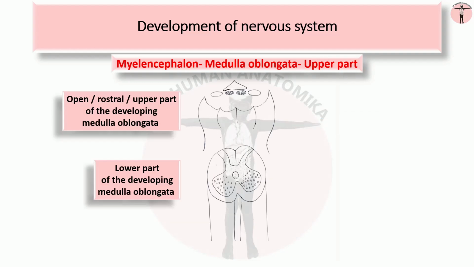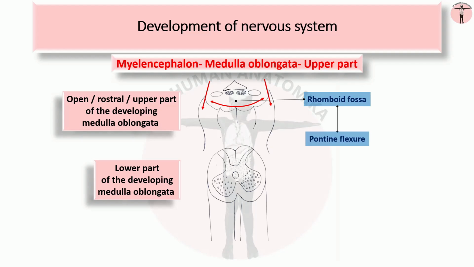The open part, or rostral part, or upper part of the medulla extends from the obex to the stria medullaris of the rhomboid fossa. The lateral walls of the rostral medulla open like a book and form the rhomboid fossa. That is the floor of the fourth ventricle. This opening of the upper part of the medulla occurs due to the formation of the pontine flexure.